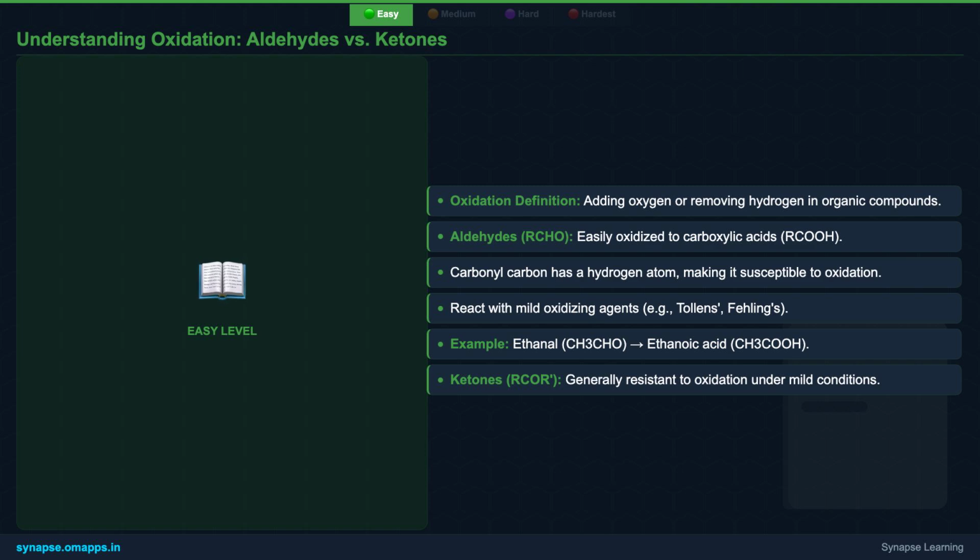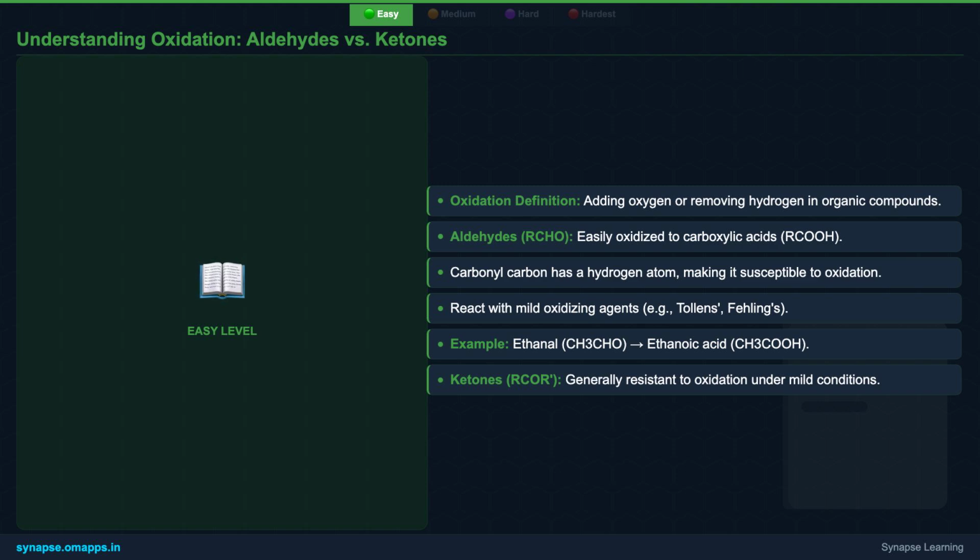Aldehydes, with their hydrogen atom directly attached to the carbonyl carbon, are quite eager to react. They readily accept that extra oxygen, converting smoothly into carboxylic acids with the same number of carbons. This can happen even with very gentle oxidizing agents. For example, ethanal, a simple aldehyde, easily becomes ethanoic acid.